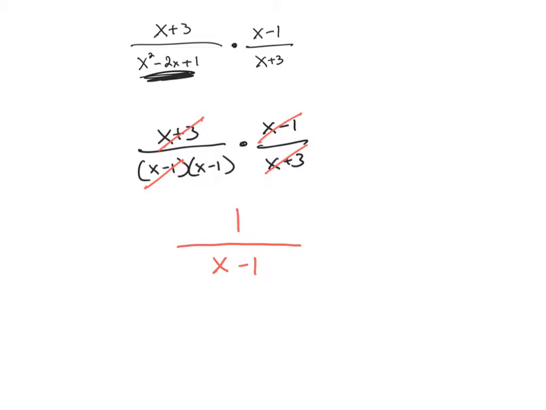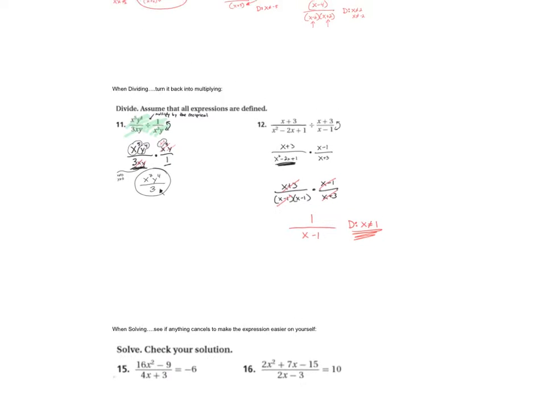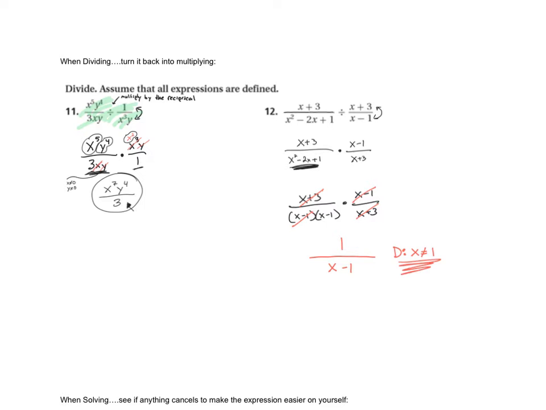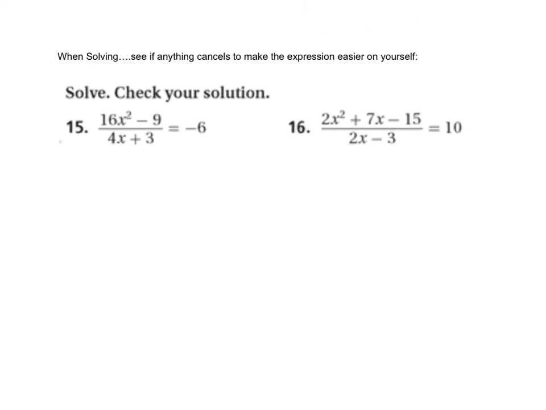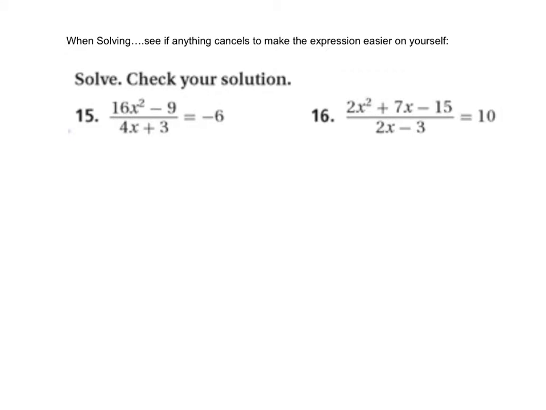X minus 1 is hanging out on the bottom. Obvious domain restrictions, x cannot equal 1. Boom, got it. Okay, so division, just turn it into multiplication, and then everything on the top is fair game with anything on the bottom. All right, what are we trying to do here?